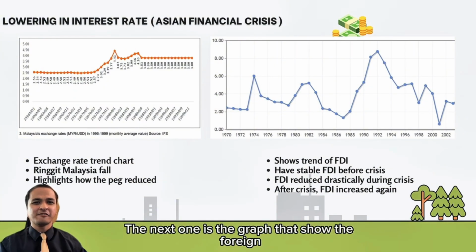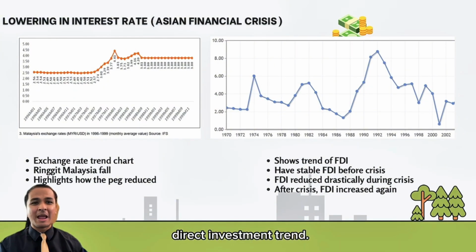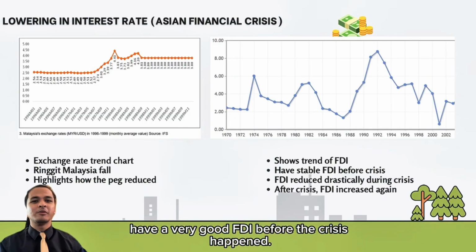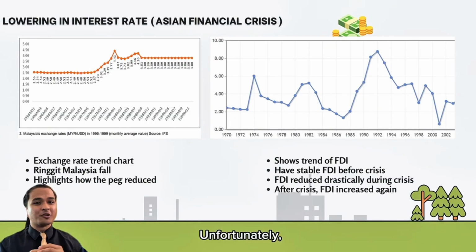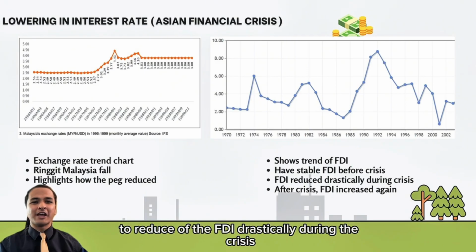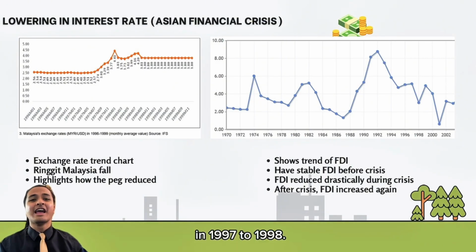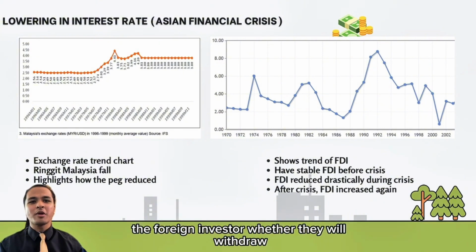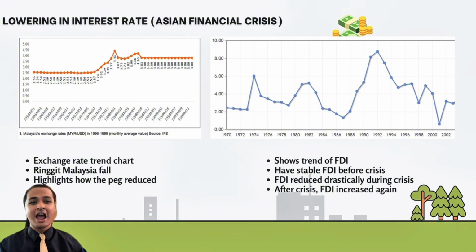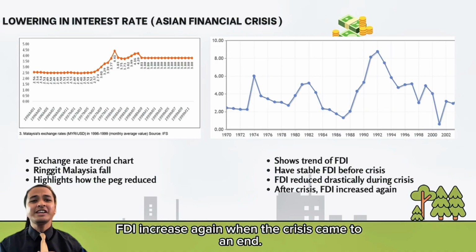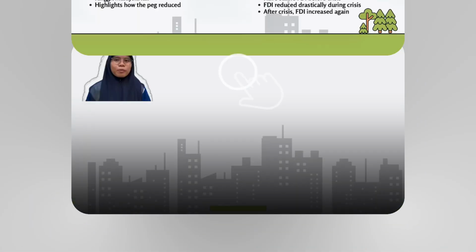The next one is the graph that shows the foreign direct investment trend. Malaysia had a very good FDI before the crisis happened. Unfortunately, FDI dropped drastically during the crisis in 1997 to 1998. This affects foreign investors, as they decide whether they will withdraw their investment or not. After that, FDI increased again when the crisis came to an end.